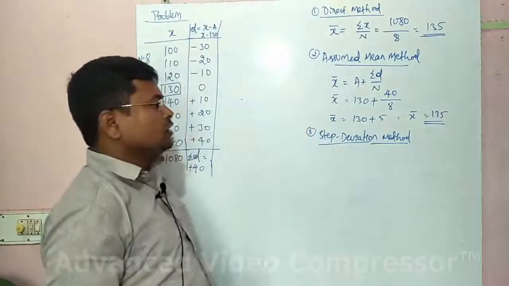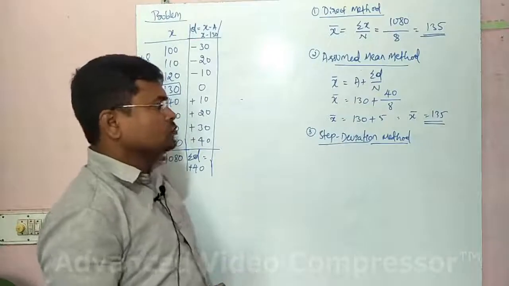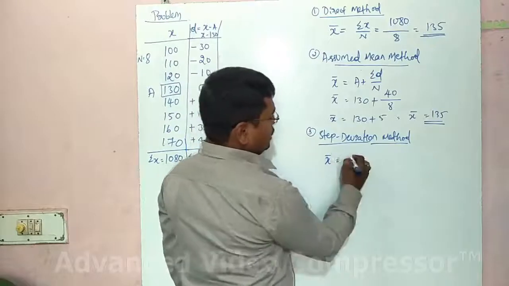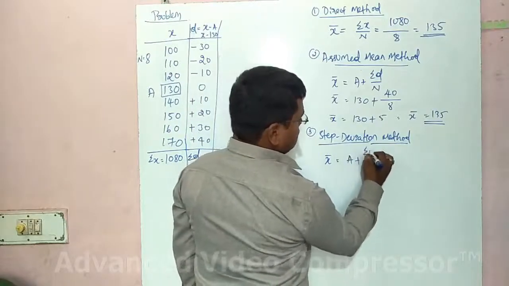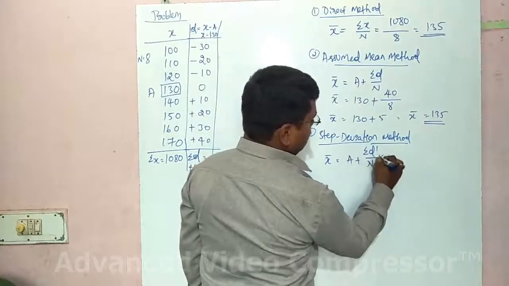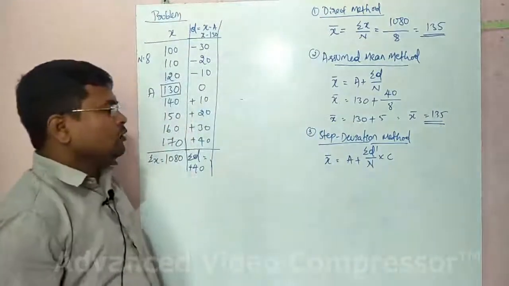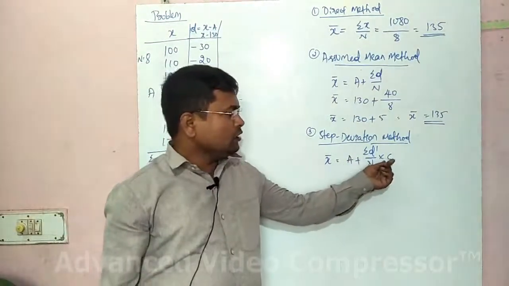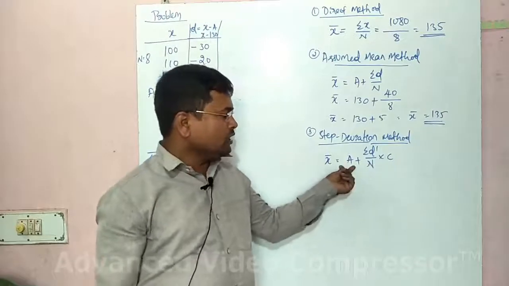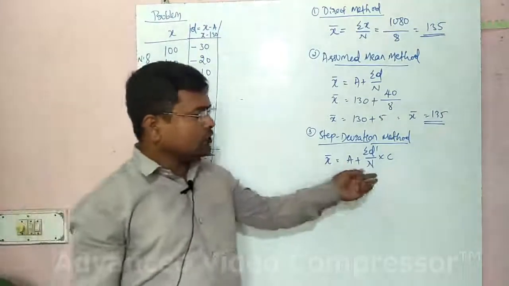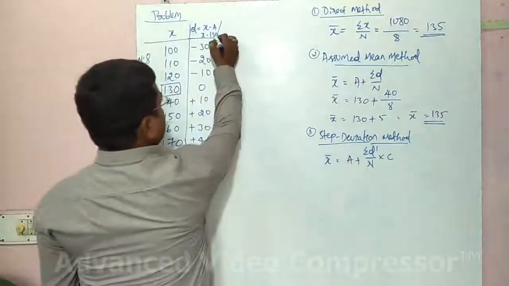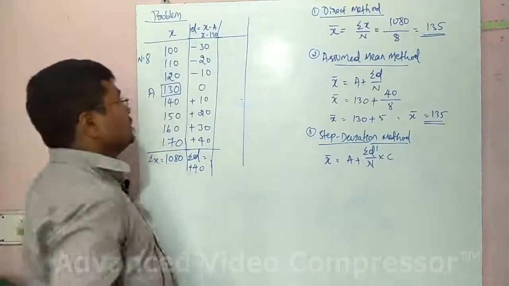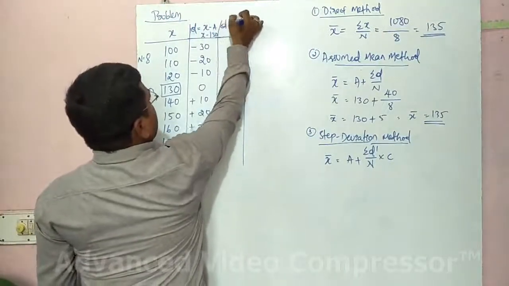As we know, the step deviation method also has its own formula. The formula is x bar is equal to A plus summation of D dash divided by N, into C. Now in this formula we have to calculate D dash, and again we have to calculate C. We know A is 130, as we have calculated, and N is 8. Now we have to make one more column to calculate D dash. D we have already calculated, and now D dash.